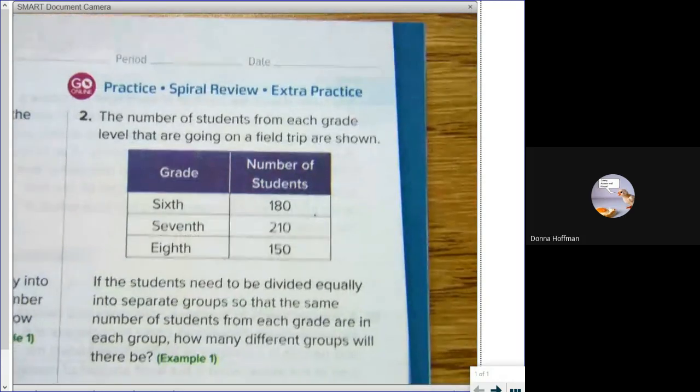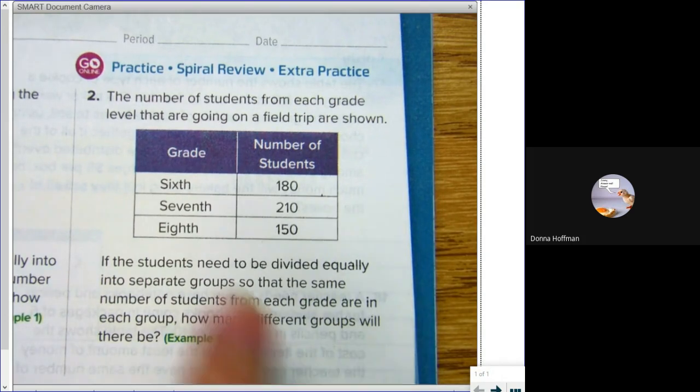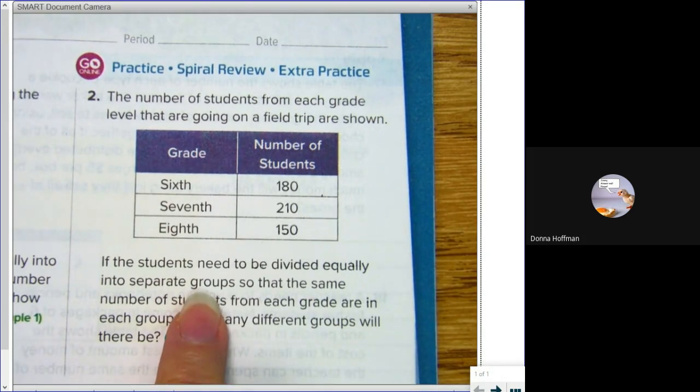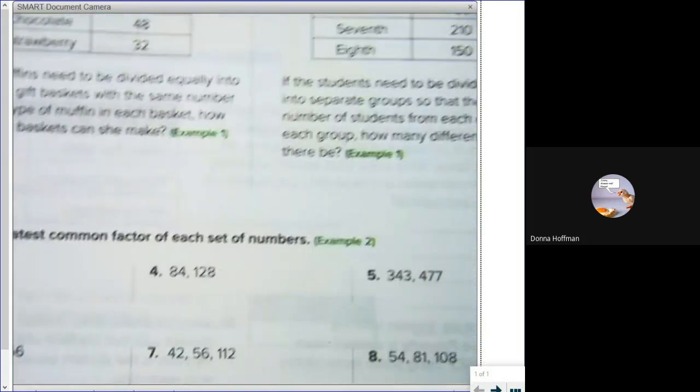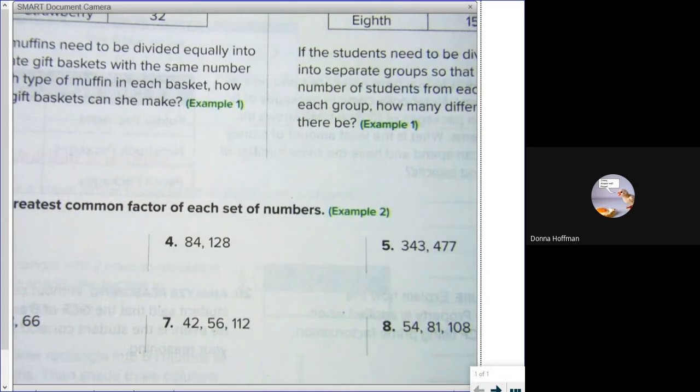Number 2, you are still dividing equally into separate groups. It specifically says groups. That's definitely a greatest common factor problem. 3 through 8, those are definitely just greatest common factor problems.